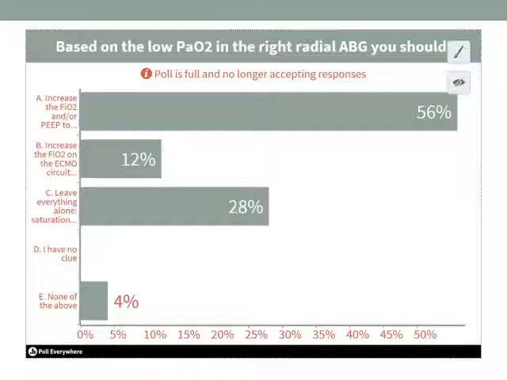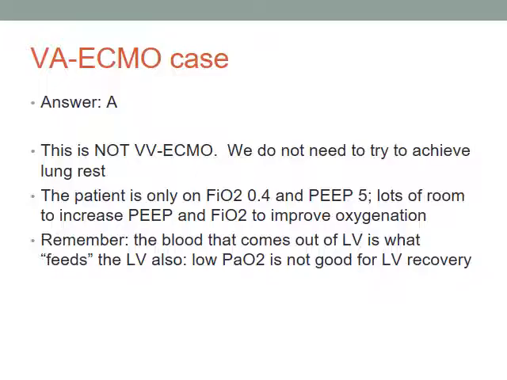So the answer here is A. B is a close runner-up in terms of the right answer. C, this is not VV ECMO, this is VA ECMO. So this is a patient who has pulmonary edema or ARDS, and actually not eczema, it's edema, and our standard ventilator management for ARDS or pulmonary edema would include more PEEP and more FiO2. We can go up on these and try to get better oxygenation, and we could follow the ARDS protocol, which would be fine.